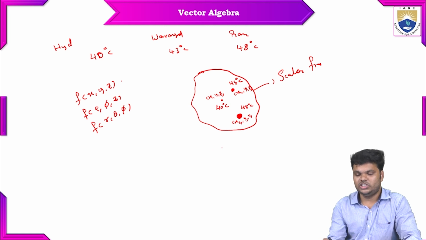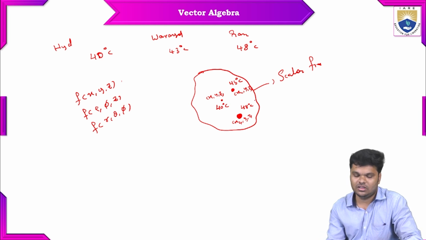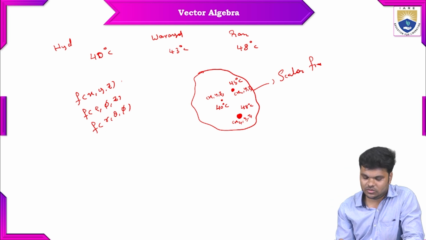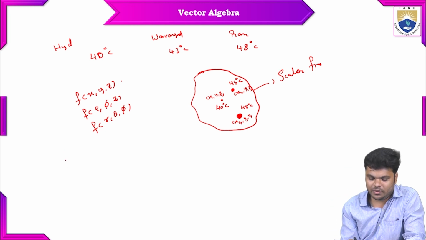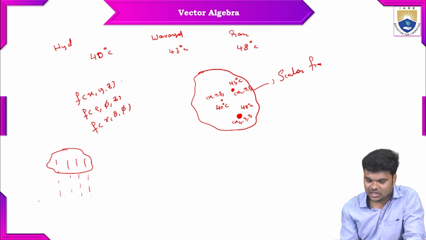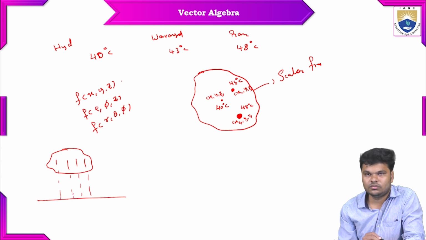So this temperature distribution is a typical example of scalar field. Let's see how a vector field looks like. Let's consider the Hyderabad example again. Let's consider that it's raining in Hyderabad, and the raindrops are exactly coming perpendicular to the ground.